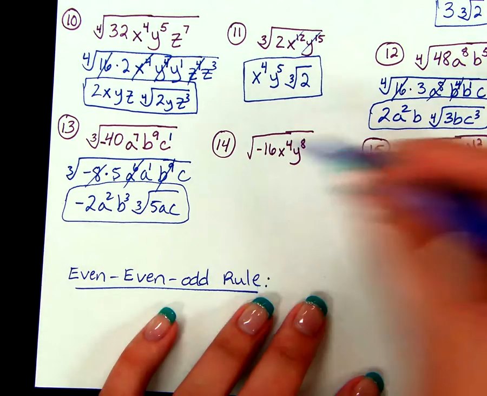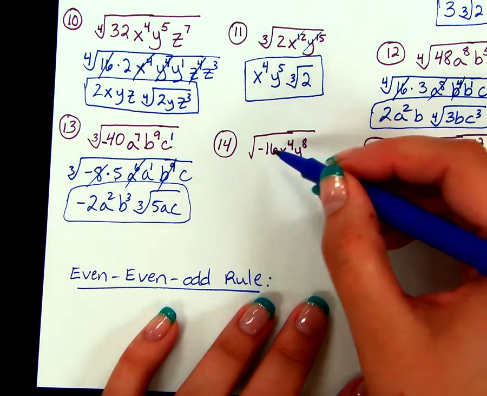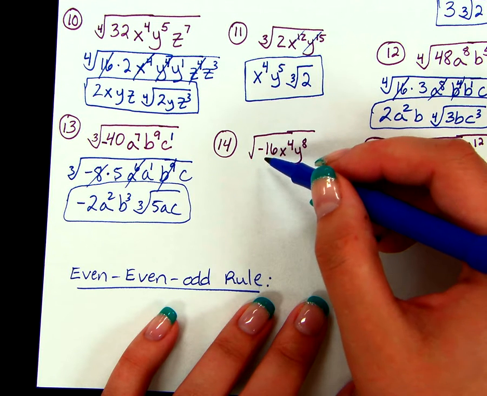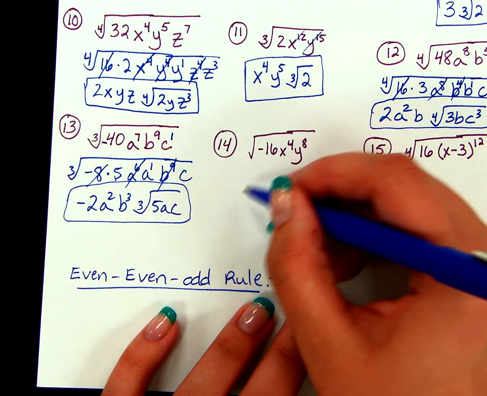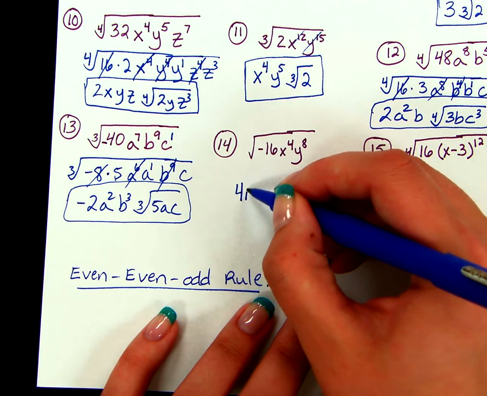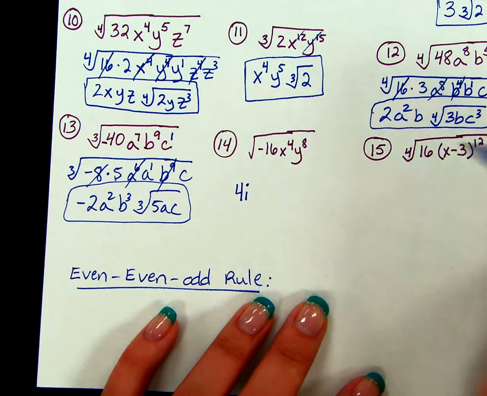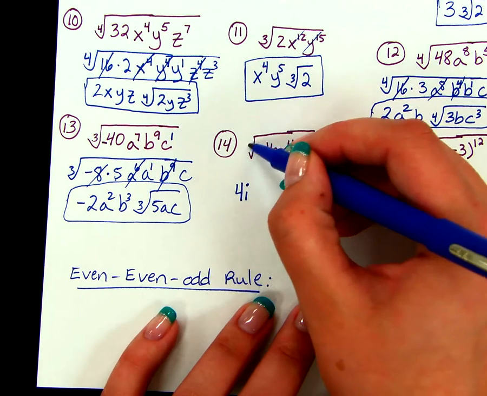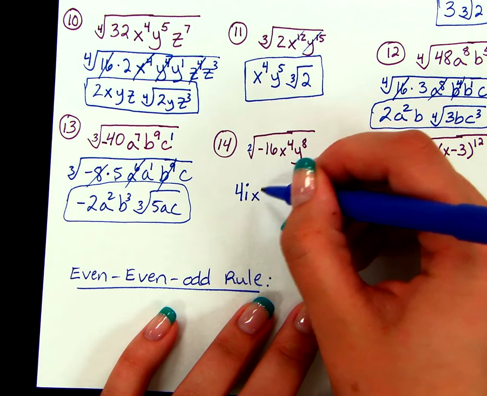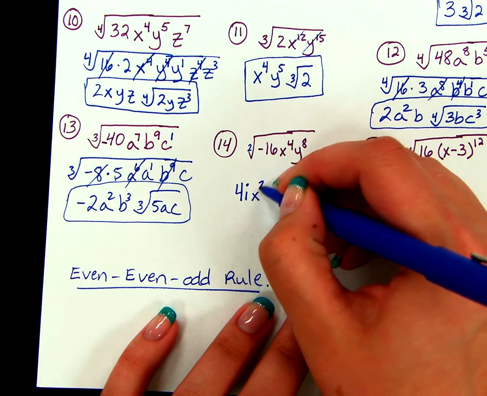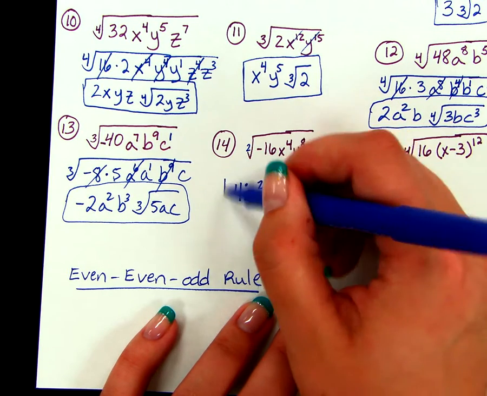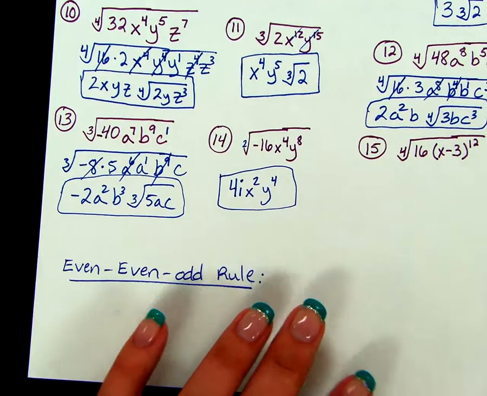All right, next one. So again, we're doing a square root. We can take the square root of 16, and then because it's negative, this time we have an i. So the square root of 16 is 4, and then we'll have an i with it. And then 4 divided by 2 is 2, so this will be x to the second power. And then 8 divided by 2 is 4, so y to the 4th. Final simplified answer.